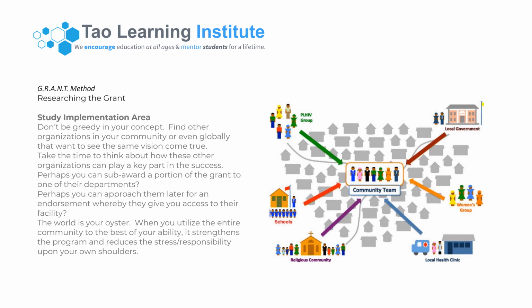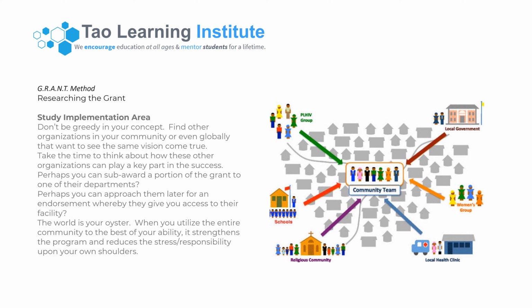You then want to have a study implementation area. Don't be greedy in your concept. Find other organizations in your community or even globally that want to see the same vision come true. Take the time to think about how other organizations can play a key part in the success. When you did that research earlier, you also saw the other departments in your own company, so you might even collaborate with other departments for this one grant or RFP.